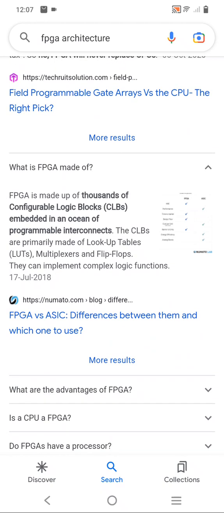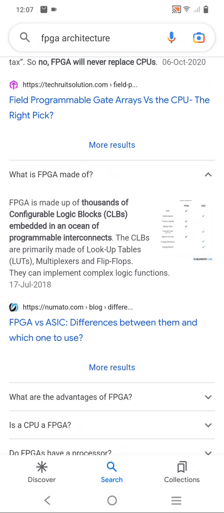What is an FPGA made of? An FPGA is made of thousands of configurable logic blocks. Say we want to add a 10-digit number to a 10-digit number, then a logic block can do it immediately and give the output. These are the configurable logic blocks embedded among programmable interconnects.